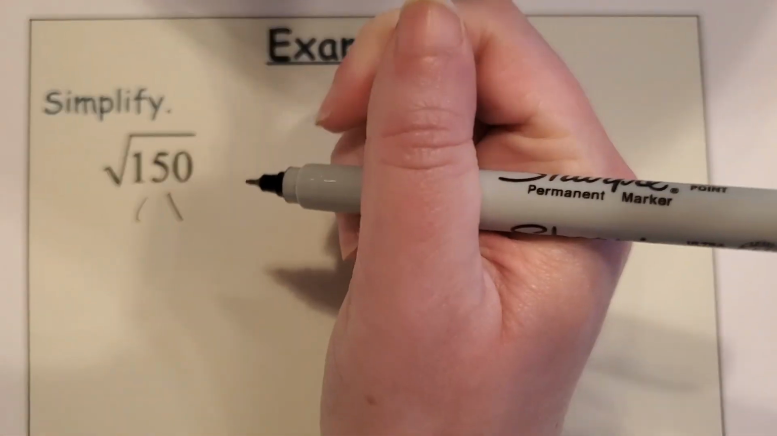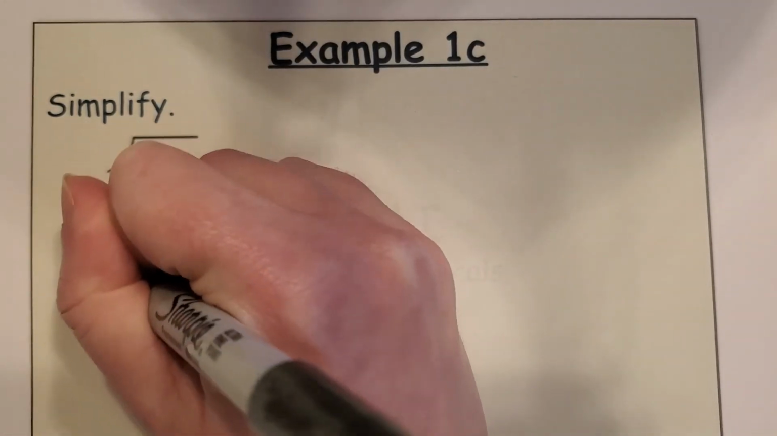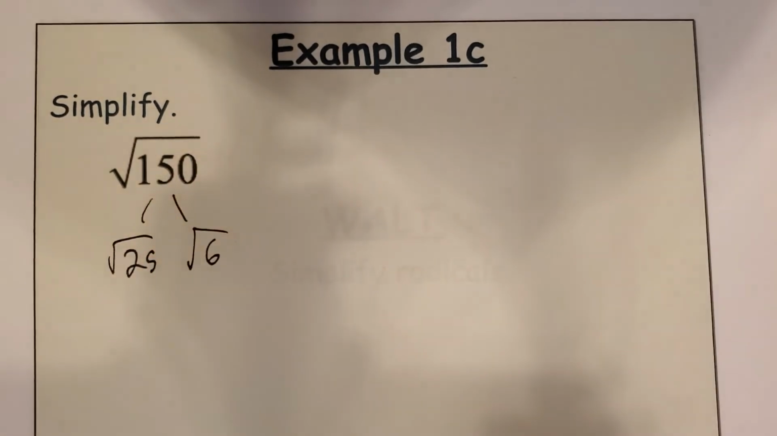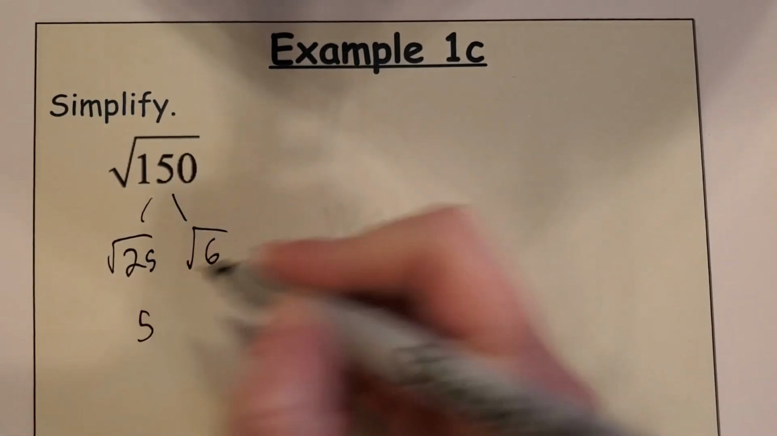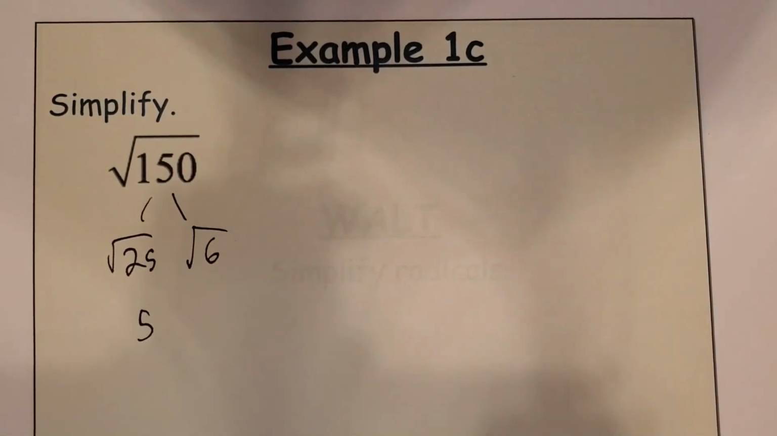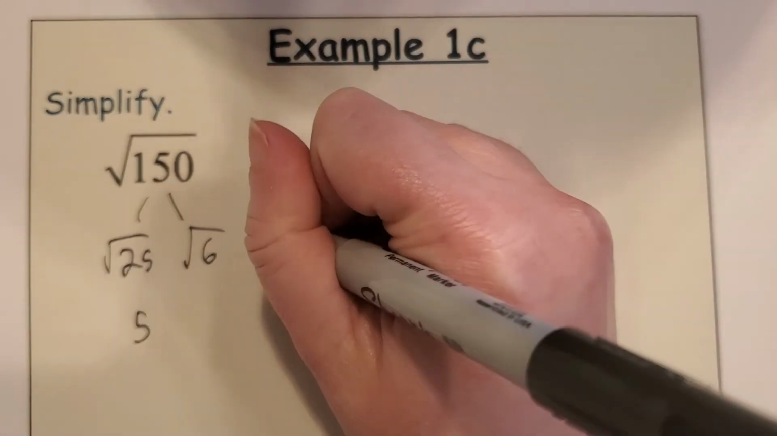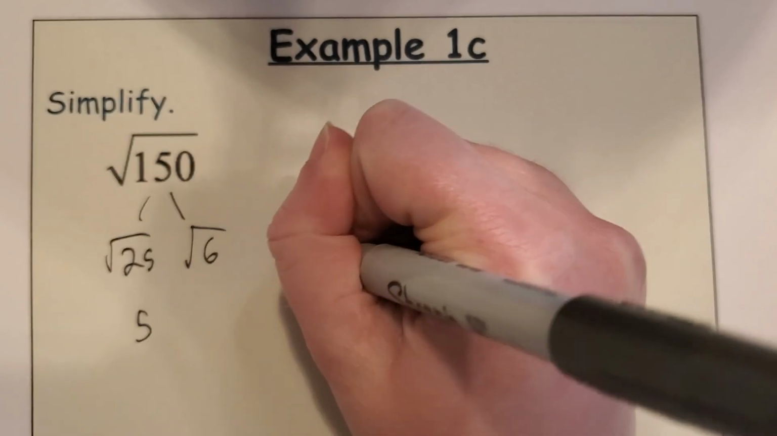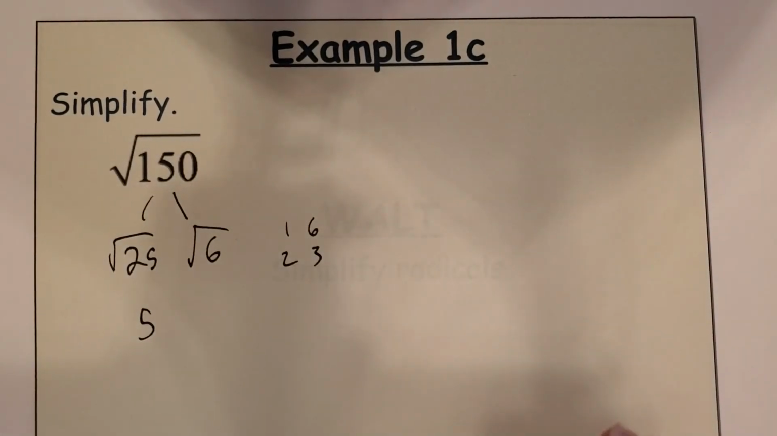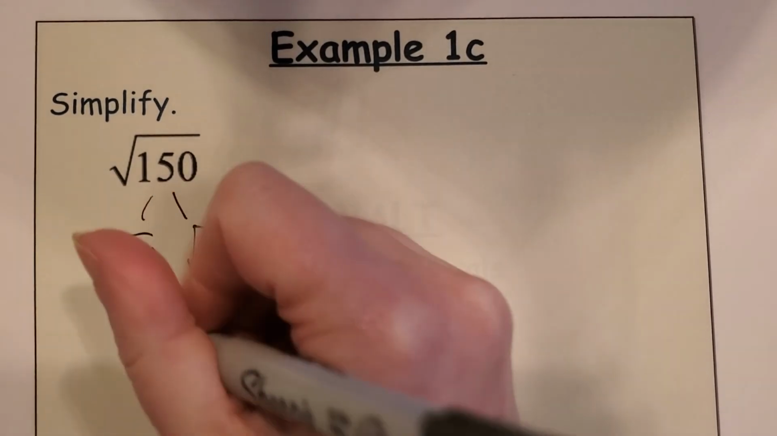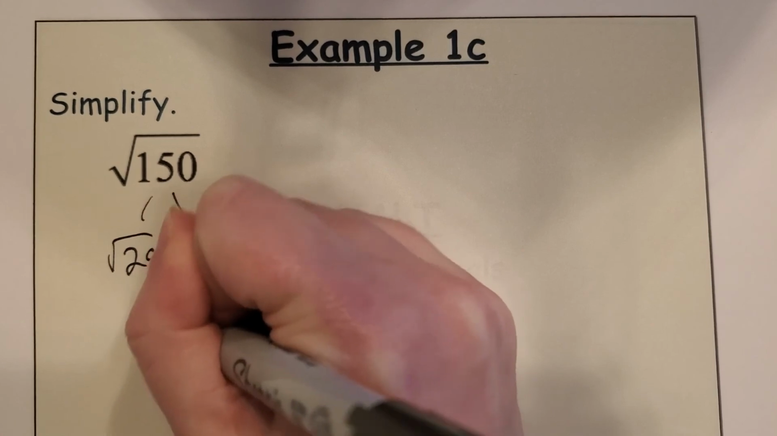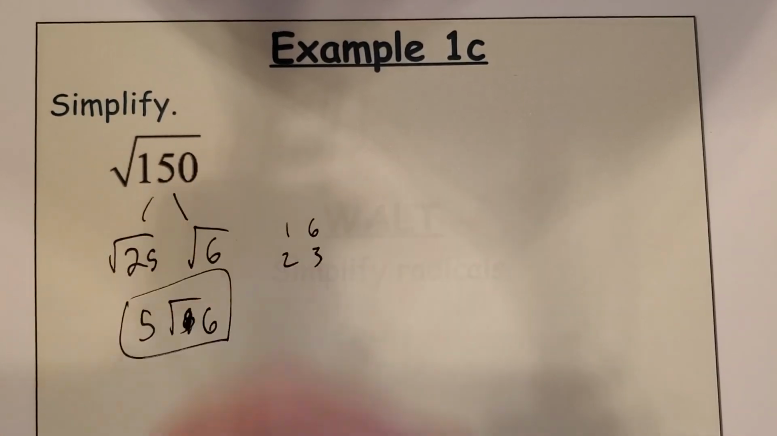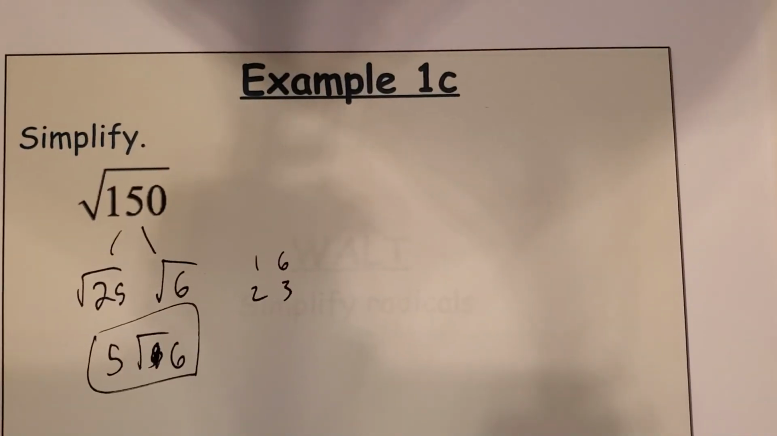The square root of 150 breaks down into the square root of 25 and the square root of 6. The square root of 25 is 5, and 6 can't be broken down anymore. It's not necessarily a prime number, but if you think about the factors of 6, they're 1 and 6 and 2 and 3. Aside from 1, none of the others are perfect squares, and breaking 6 down into 1 and 6 isn't going to change anything. So we're going to leave it as 5 root 6. And we're done.